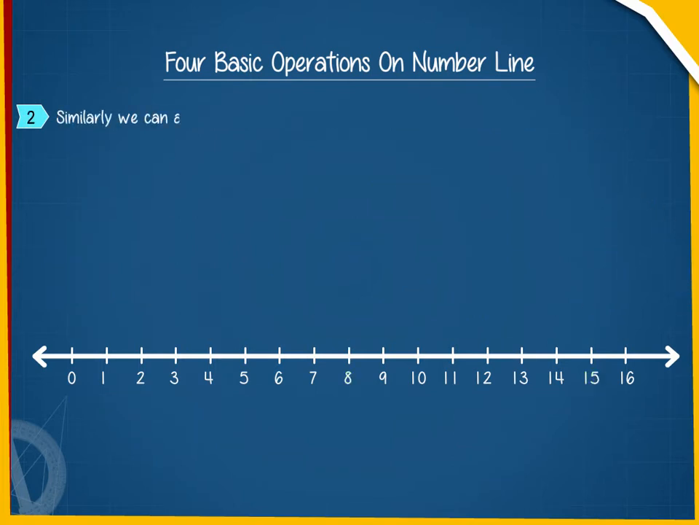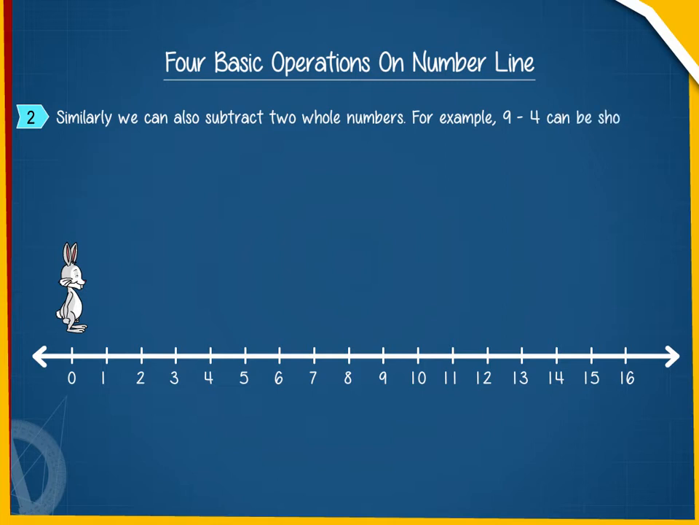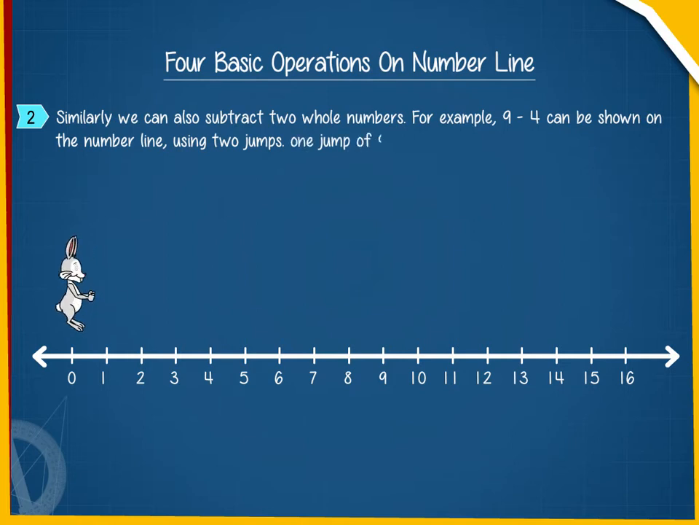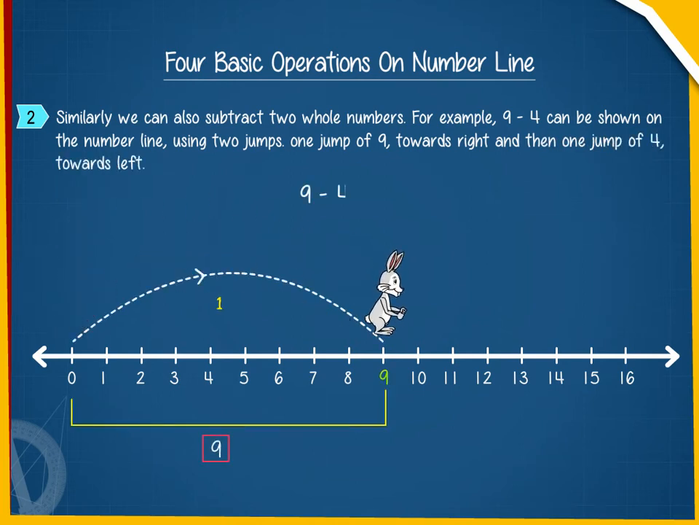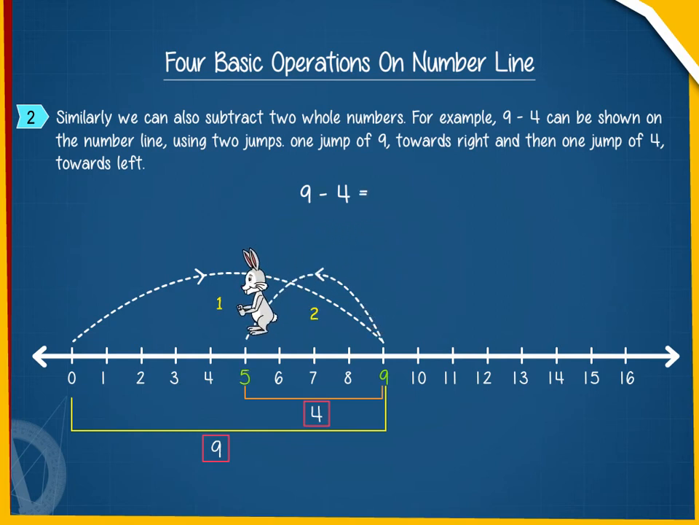Similarly, we can also subtract 2 whole numbers. For example, 9 minus 4 can be shown on the number line using 2 jumps. 1 jump of 9 towards right and then 1 jump of 4 towards left. 9 minus 4 is equal to 5.